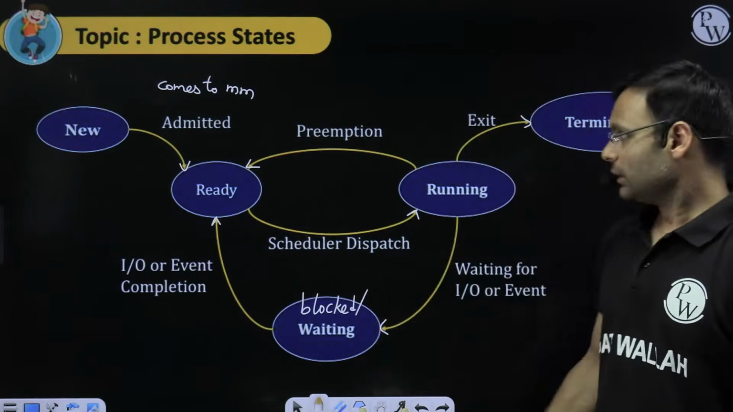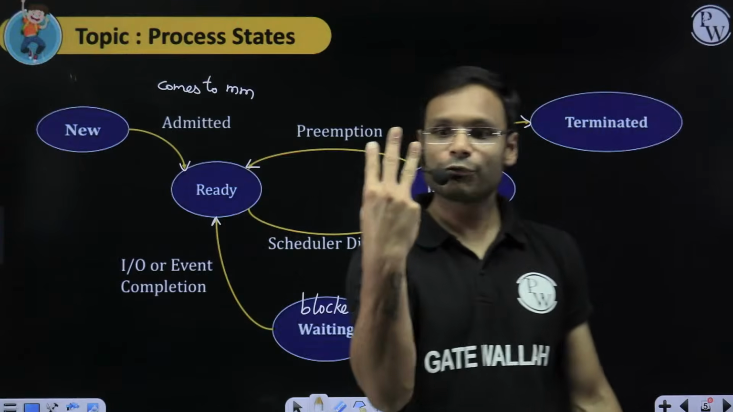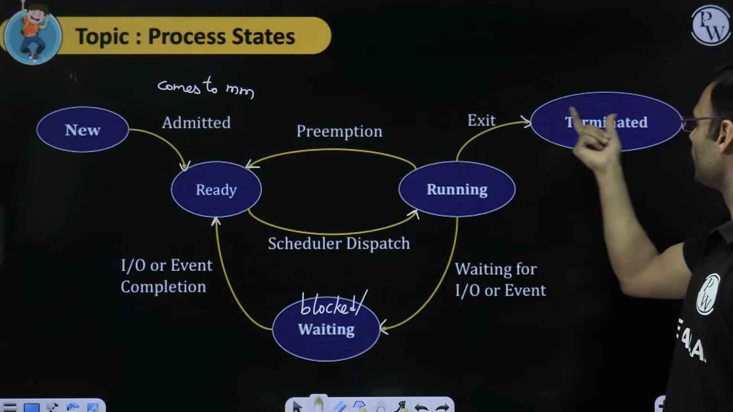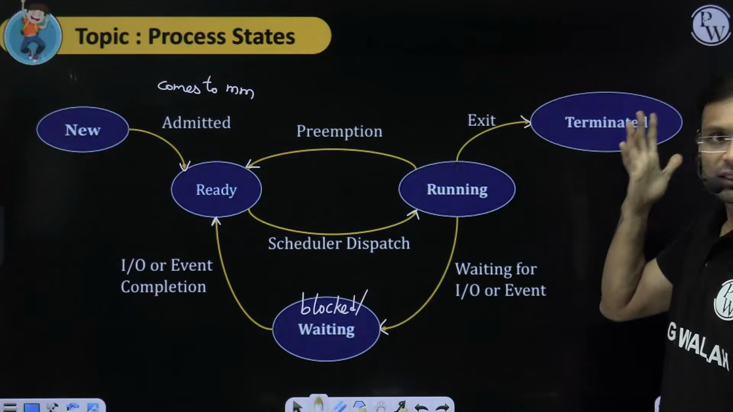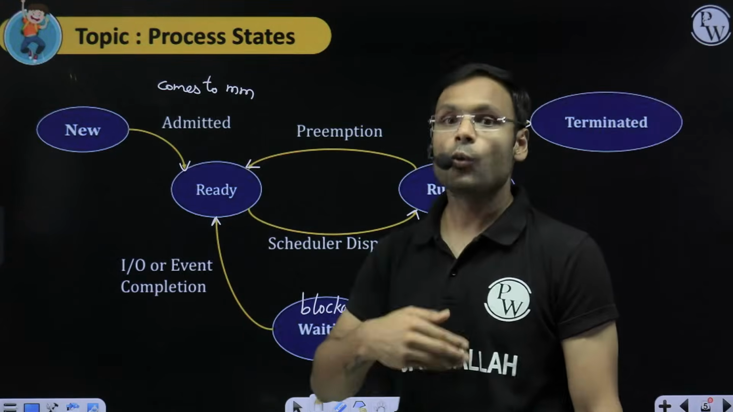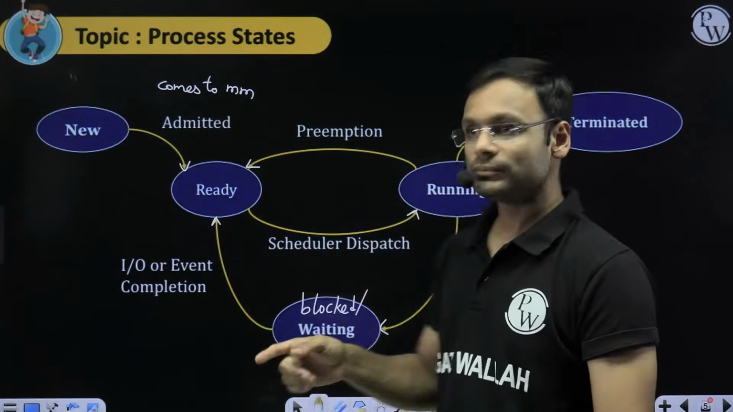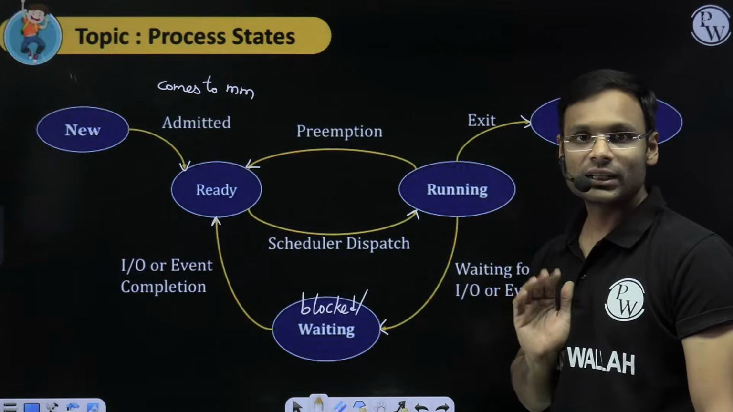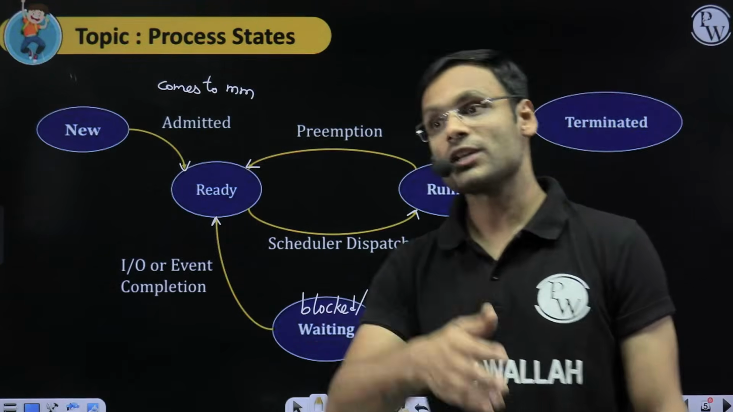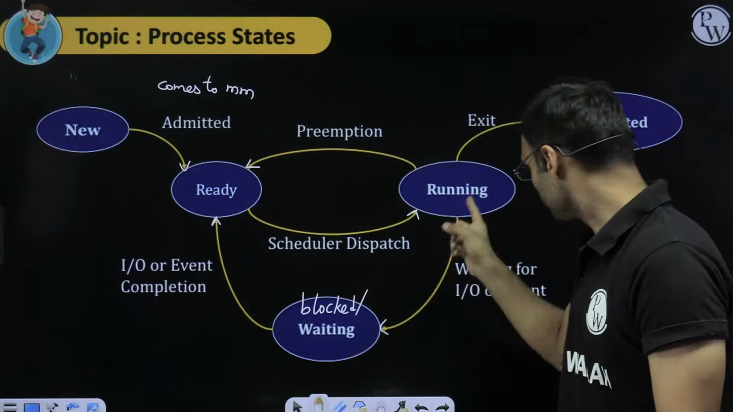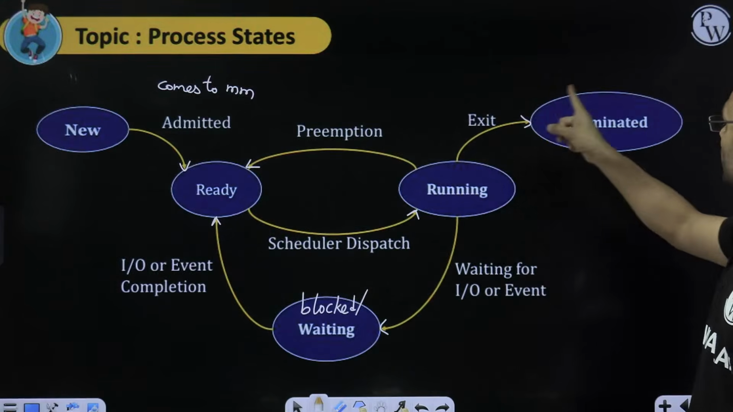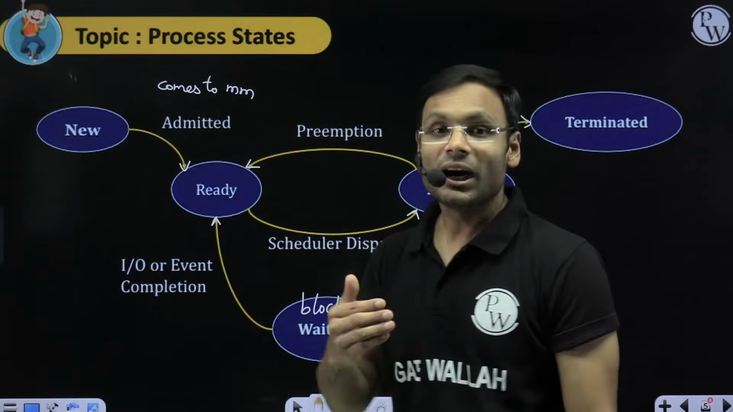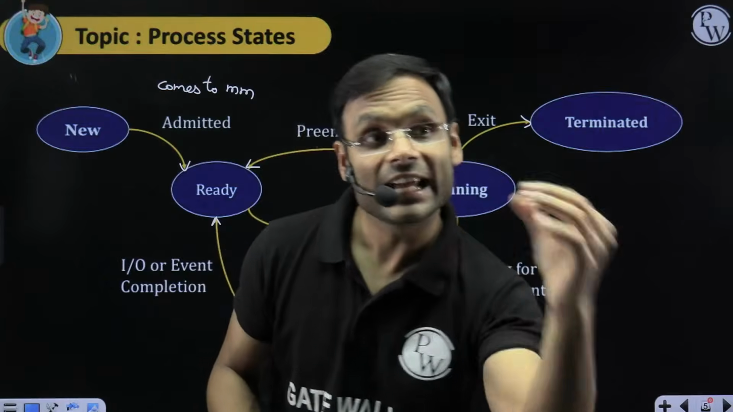Now, a running process can have three different transitions out. Either the running process completes, then it will go to terminated state, exit. If a running process wants to go for IO operation, it will take this transition to blocked state. And if a running process does not want to go for IO and also has not completed, but is forcefully taken out of the CPU.